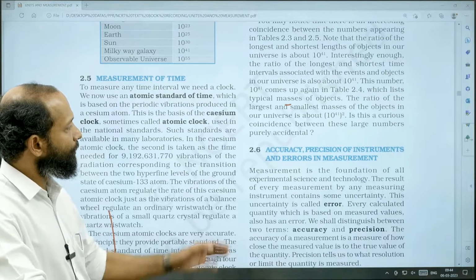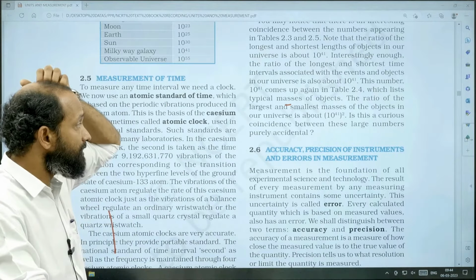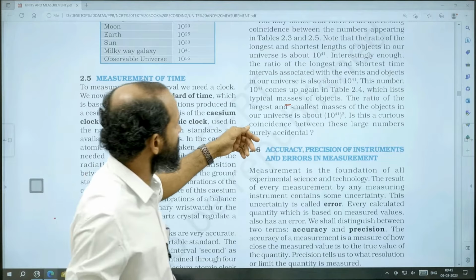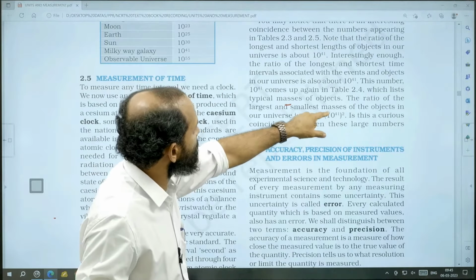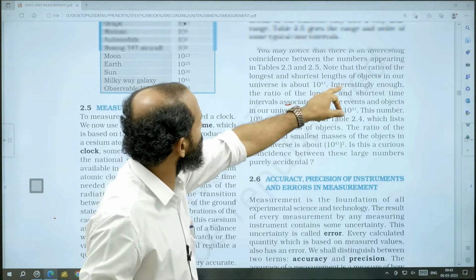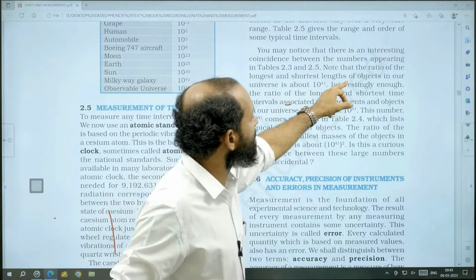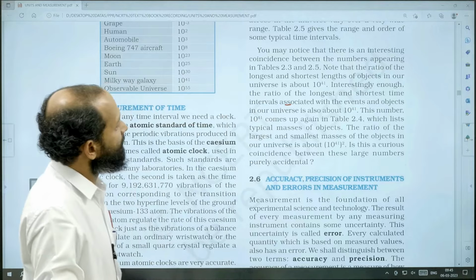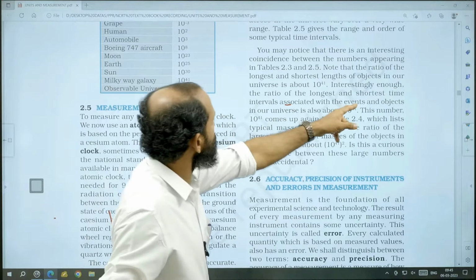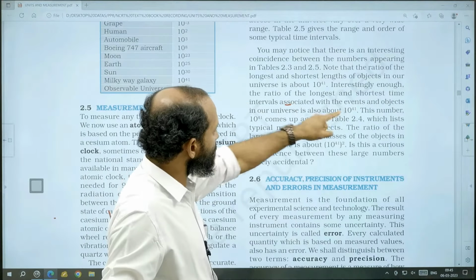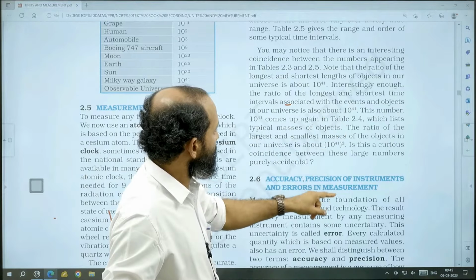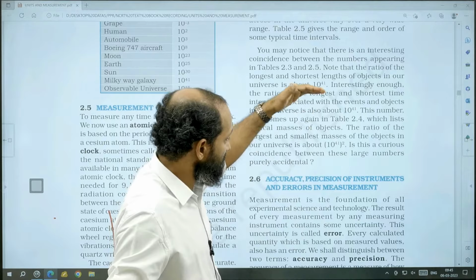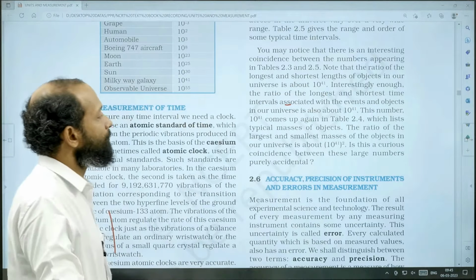Okay, there's a coincidence between these large and small numbers. That's very important to note, maybe asked in exams: 10 power 41 square. See another one. The ratio of the longest and shortest lengths of objects in our universe is about 10 power 41. The ratio of the longest and shortest time intervals is also 10 power 41. But the ratio of the largest and smallest masses is 10 power 41 square.